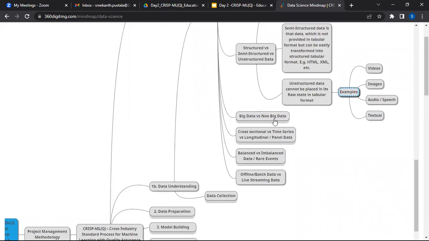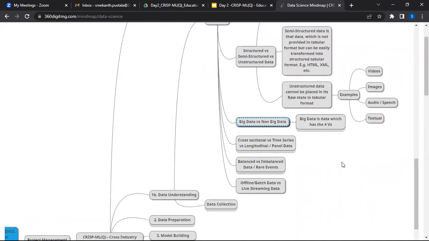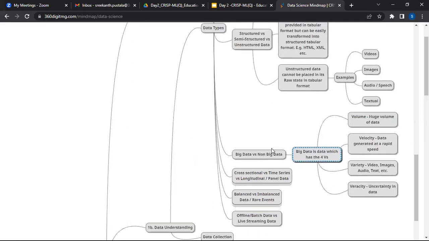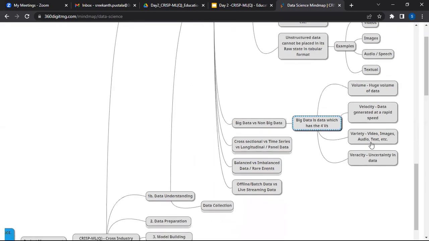So we have big data versus non-big data, which speaks about the volume of data. The four V's that are important here are volume, a huge volume of data; velocity, data generated at a rapid speed; variety, video, images, audio, text, etc.; and veracity, uncertainty in the data. So these are the four V's that we have here.